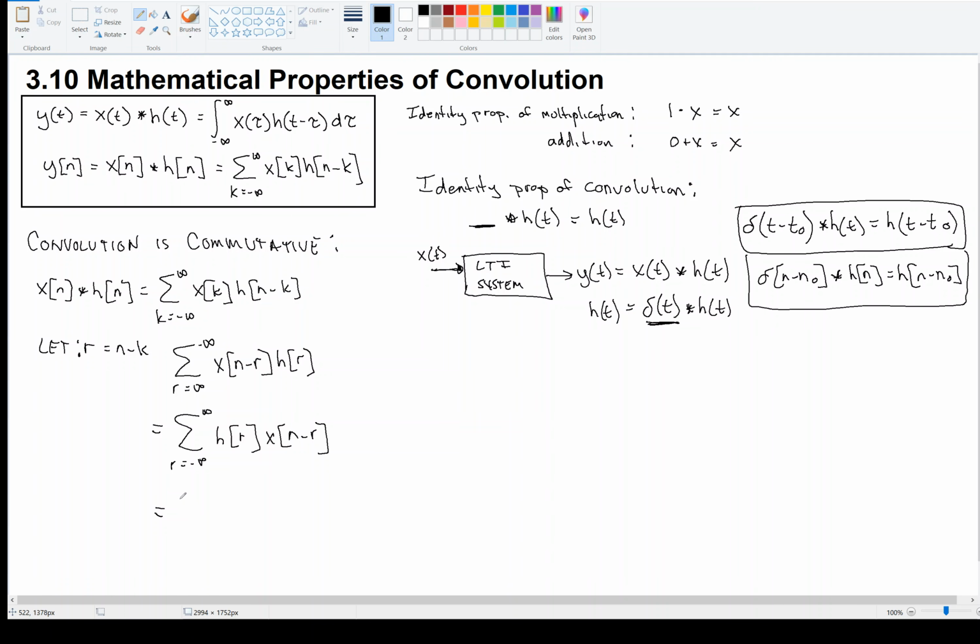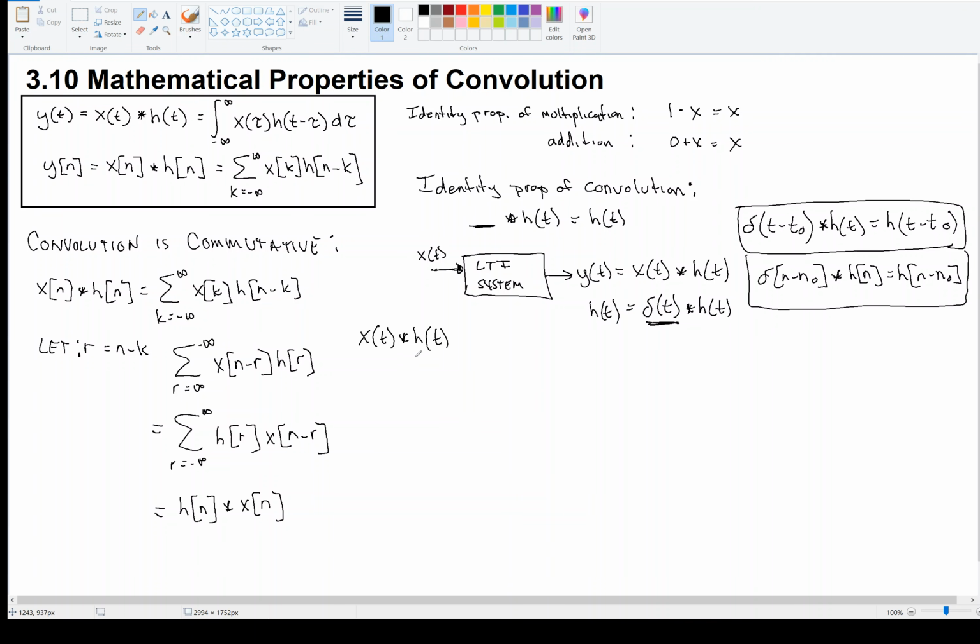So this is h convolved with x, like this. So that's the proof. X convolved with h is the same as h convolved with x. That means when we're calculating these convolutions, I can choose whichever one I want to flip and shift. So I'll choose the easier one, the simpler one, to flip and shift.